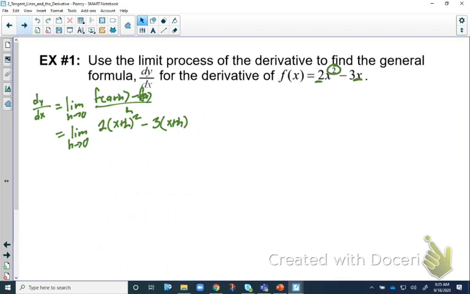All of this that we see so far is the f of a plus h portion of the limit definition of the derivative. Then we're going to subtract f of a, which in this case is just the function 2x squared minus 3x. Now remember, you're subtracting the expression, so you need to keep it in parentheses. We're not just subtracting the 2x, and all of that is over h.